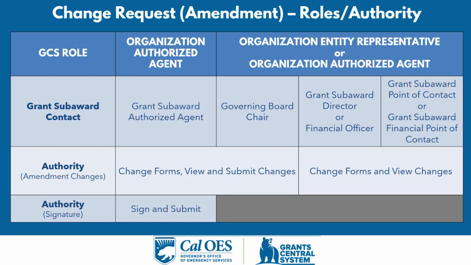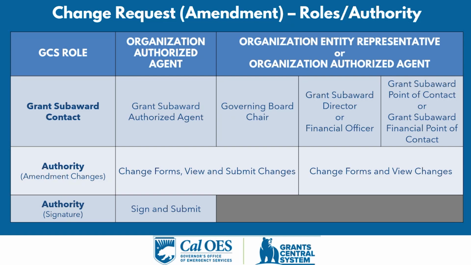Anybody that is a grant subaward contact can make changes to forms and view the changes. But when those changes are ready to be submitted, in the next row, you'll see that only the grant subaward authorized agent, or the governing board chair if the governing board chair is enrolled in GCS for this grant subaward, will be authorized to submit the changes. When they submit the changes, everything will be locked, and it will be subject to the grants analyst and unit chief review and approval, as we'll discuss further in this presentation.